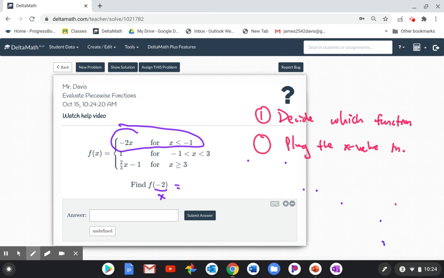So f of negative 2 would then be negative 2 times negative 2. So replace the x with negative 2. That gives us 4.